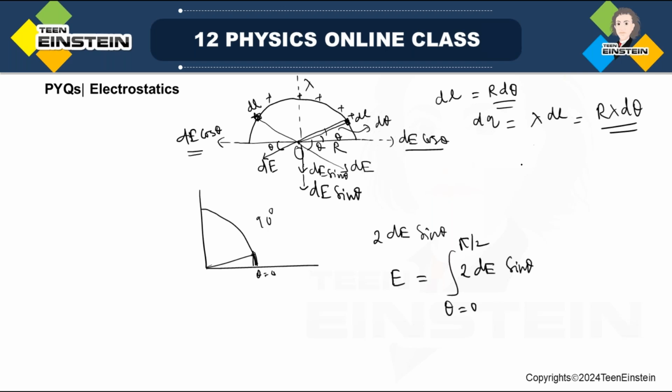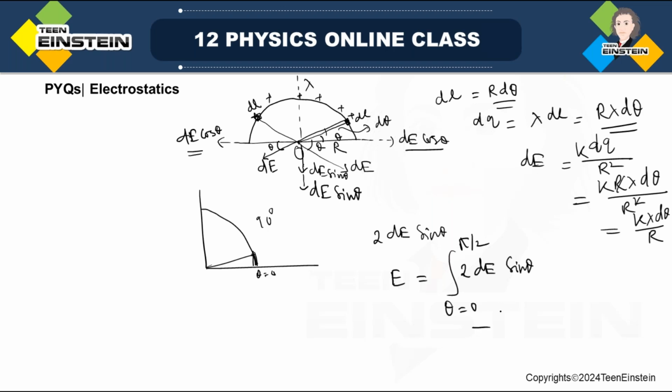Okay. Now let us put the value of dE. What is dE? dE is actually k dq by r squared. What is this r? r is capital R itself, because it is a semicircular arc. So what is dq? dq is actually R λ dθ, divided by, here k will be there, r squared, and this R will cancel with one of the r's. So what I get, dE as kλ dθ by R. This is the point here.